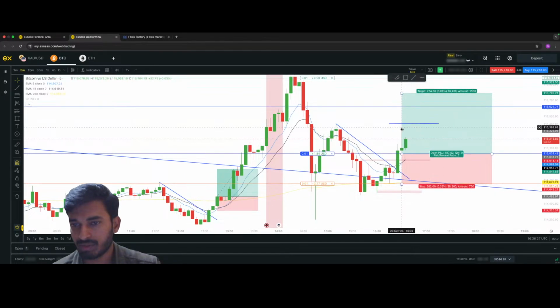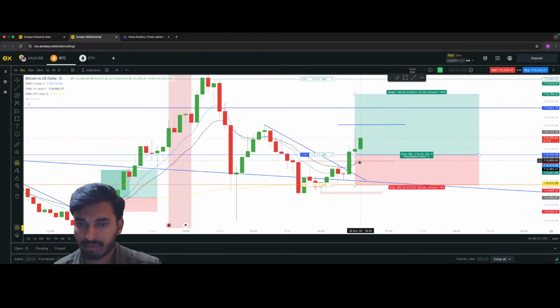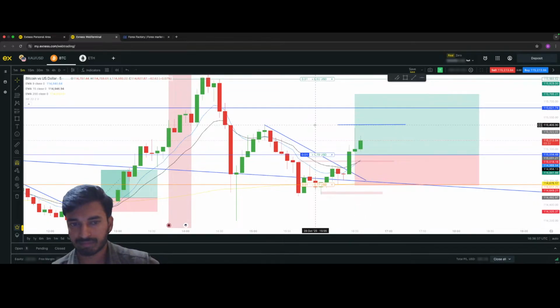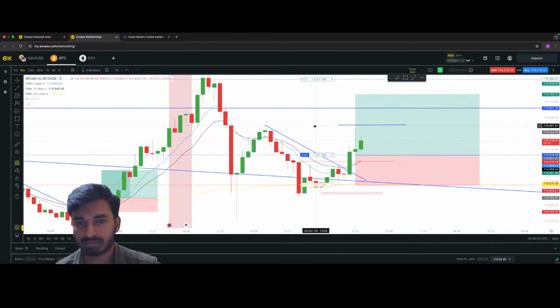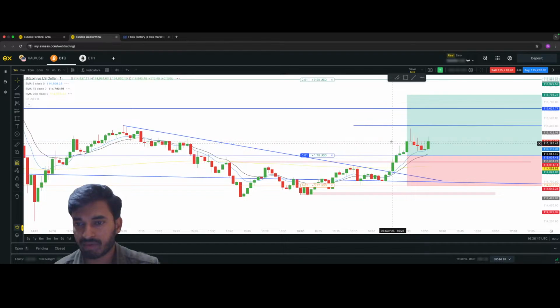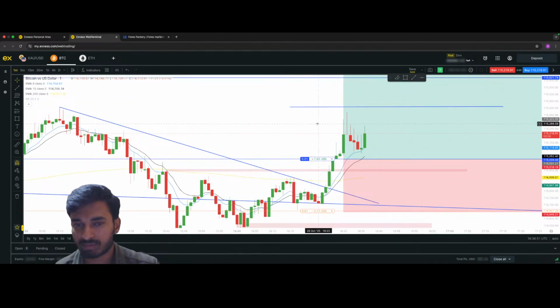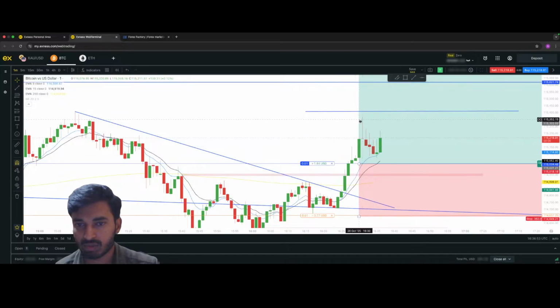Almost it has reached 1:1. Now it is coming down. Let's see. If the 9 EMA closes above, then it might go bullish. You can see it in a 1 minute time frame. There is so much of selling pressure over here. You can see it over here. There is so much of selling pressure, right?